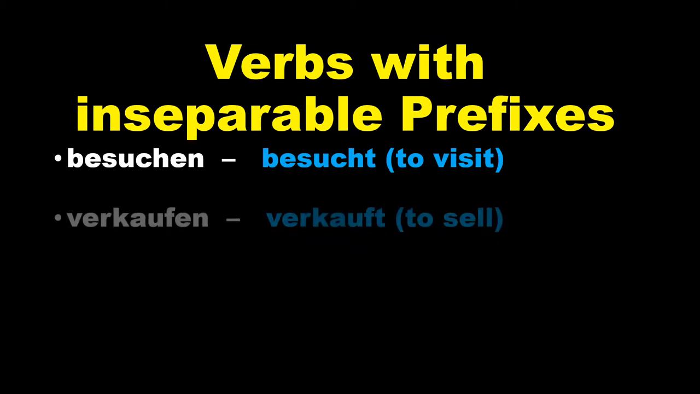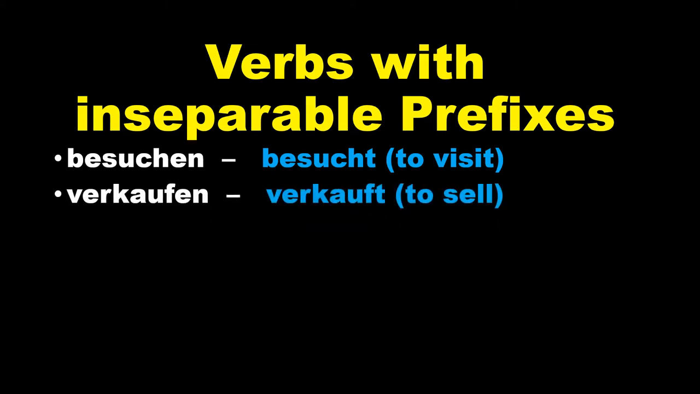Let's take one more example. Verkaufen. You must be wondering, ver is also a prefix. No, there is no prefix here as well. Verkaufen, verkauft. Very simple. You only have to take the stamm form of the verb and add the T at the end. So, besuchen is to visit. Verkaufen is to sell. And the participle I form will be besucht and verkauft.